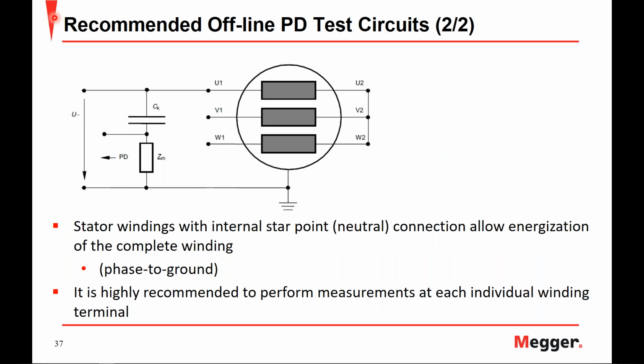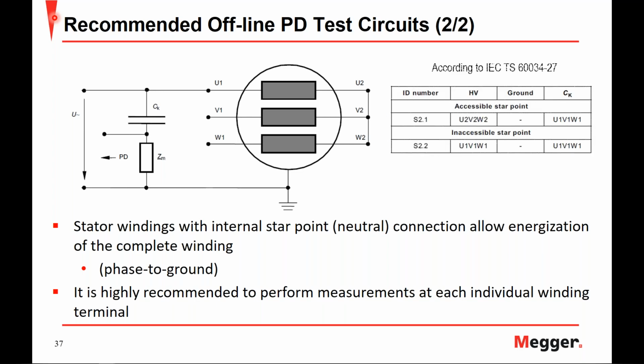In this example, we have a stator winding that has an internal neutral connection, so that when performing the test, the entire winding is under the same applied voltage. At an initial glance, one would think that there's only one measurement with the terminals shorted together, but this would result in an average measurement that would not give insight into the condition of the individual windings. So taking a look at our inaccessible start point, we have our U1, V1, and W1 for our high voltage, which we can see in this case over here.